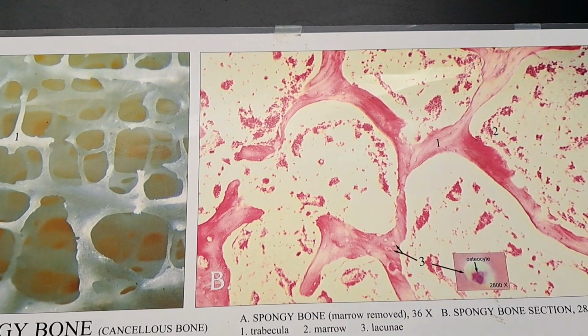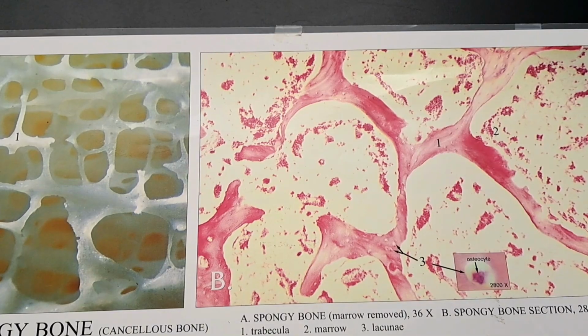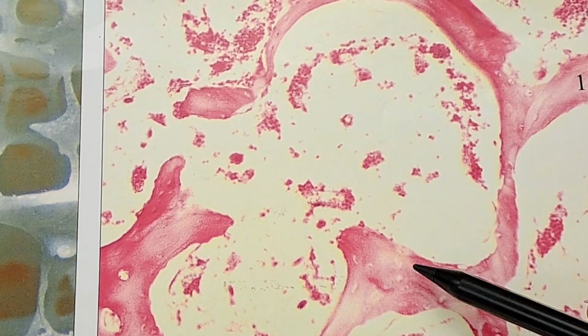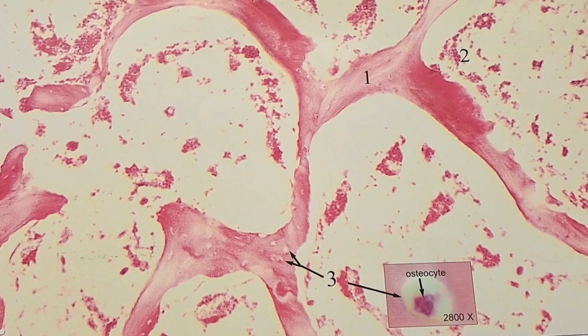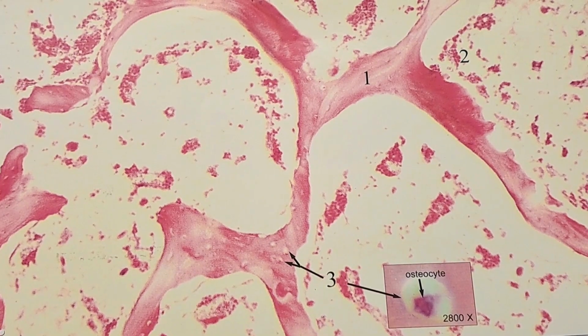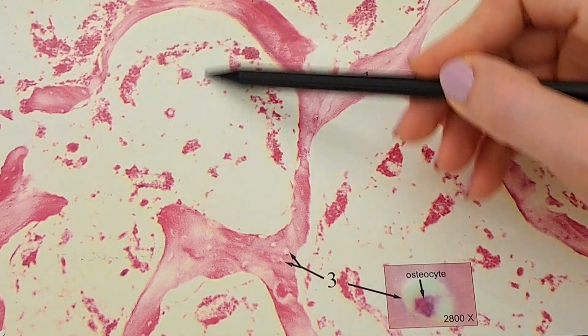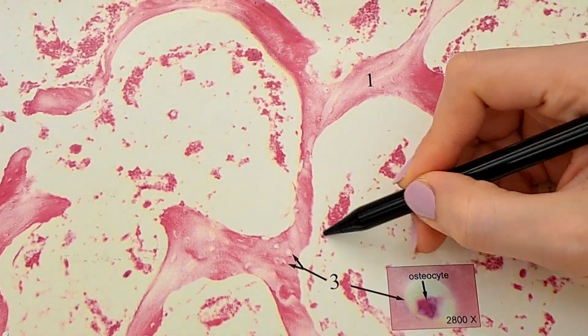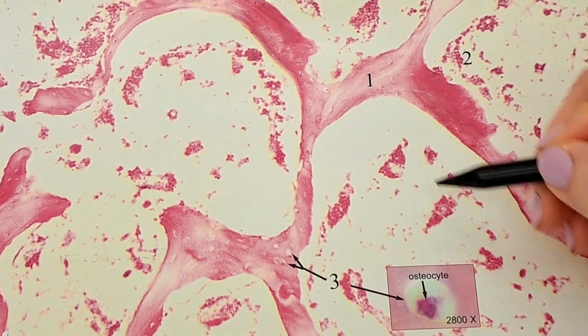The spongy bone also has lacunae. So right here, we can see the lacunae. These are the spaces where the bone cells reside. In the spongy bone, we find the red bone marrow. The red bone marrow is the blood cell forming marrow. Notice how this is a cluster of cells. Each dot represents a cell.